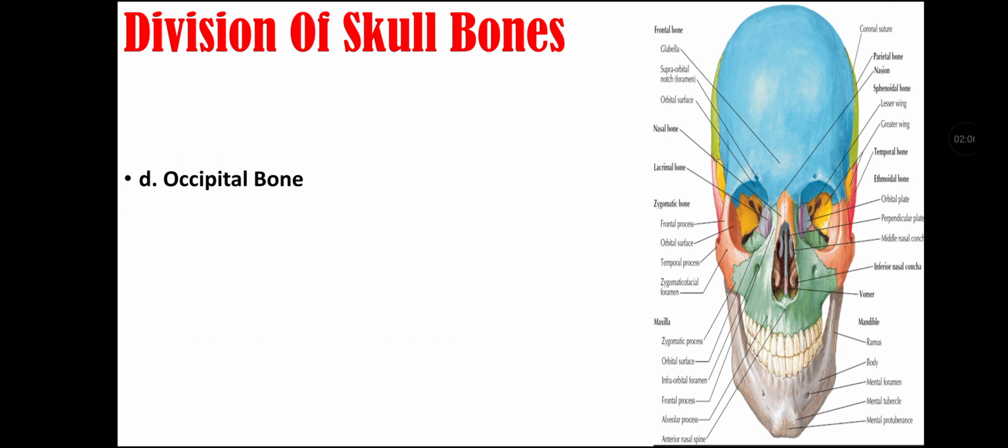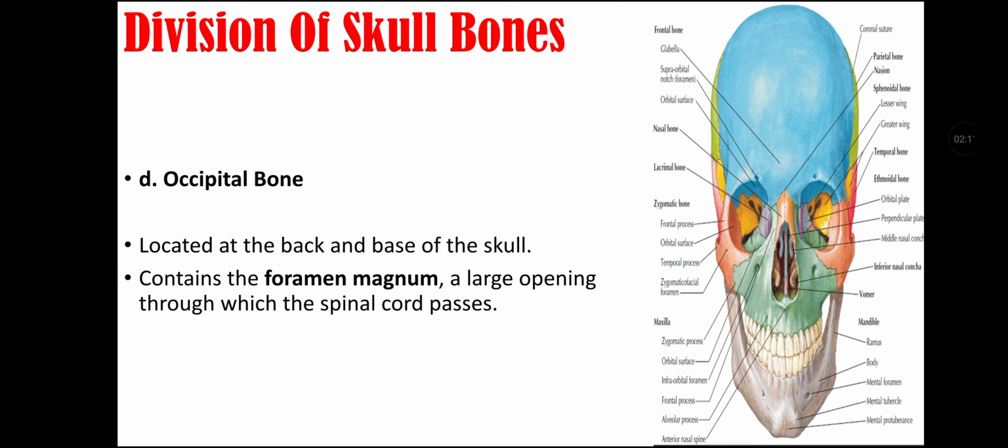Next cranial bone is occipital bone. It is located at the back and base of the skull. It contains the foramen magnum, that is a large opening through which spinal cord passes. It articulates with the first cervical vertebra, that is atlas.